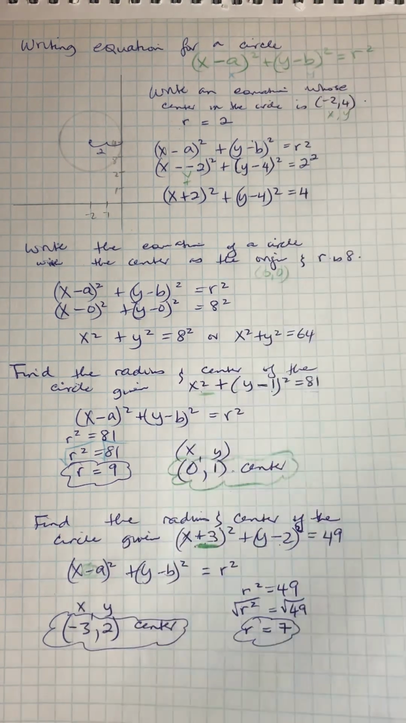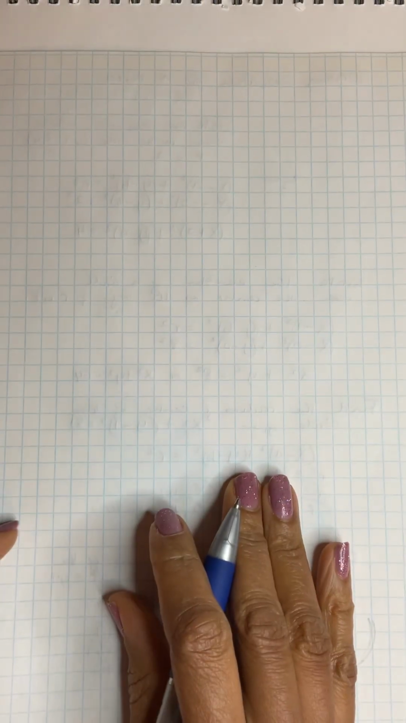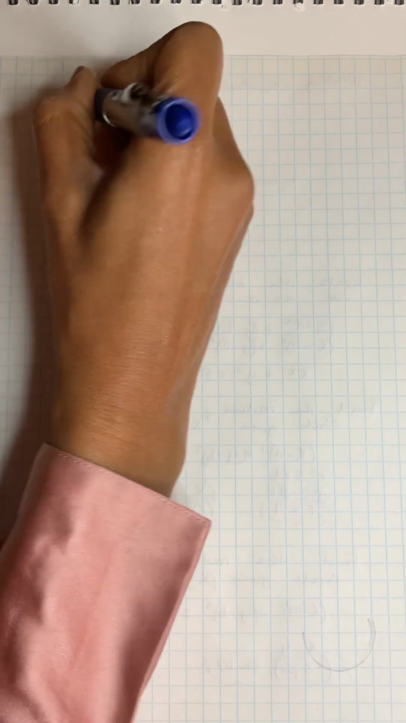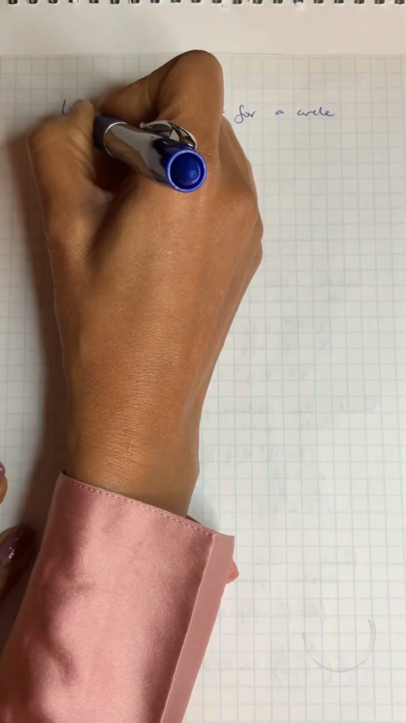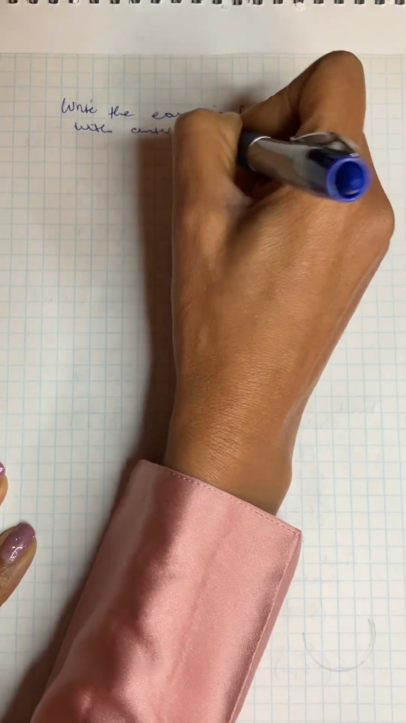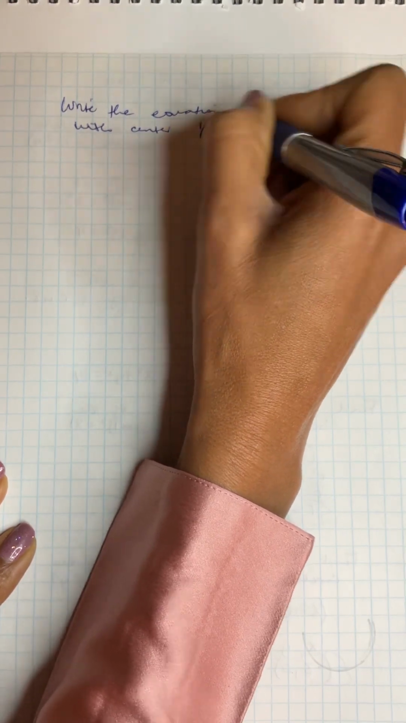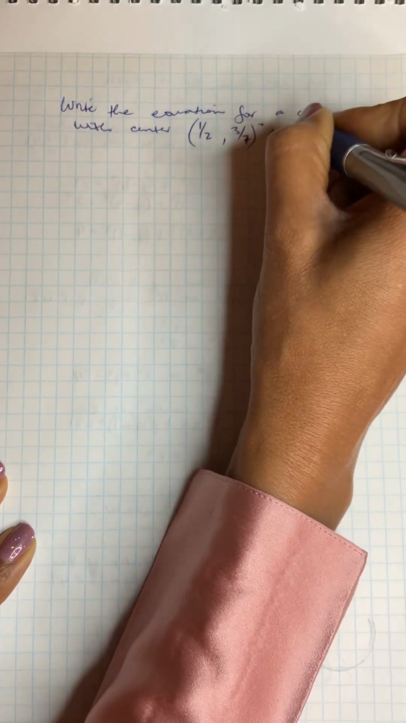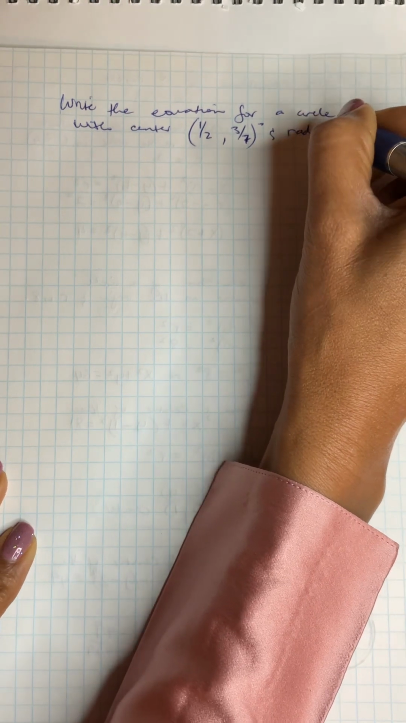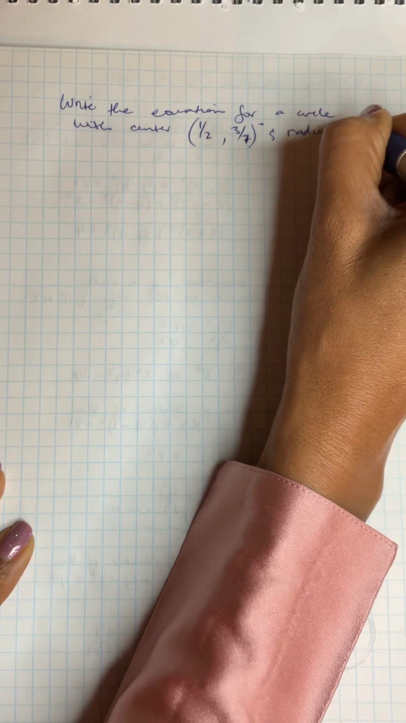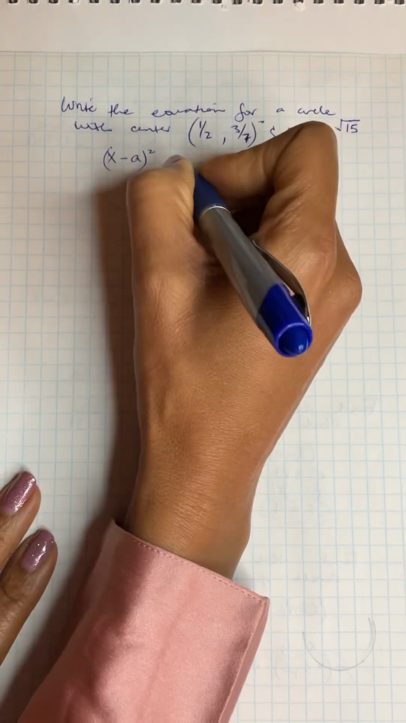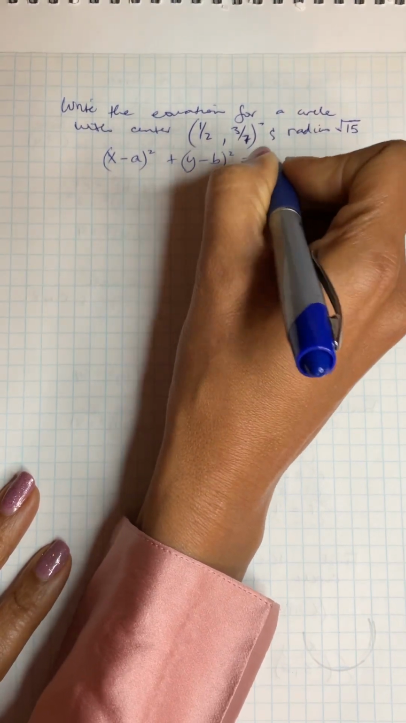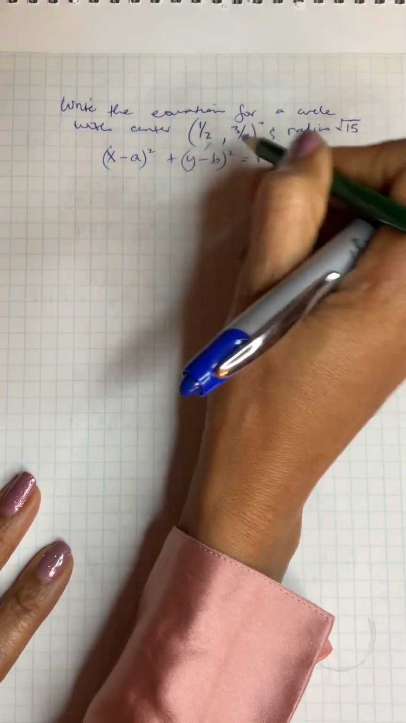Now, there are cases where they will say to you, write the equation for a circle with center, and they give you the center here, and these are not whole numbers. The radius is a radical, say radical 15. So what you have to do here, you know the equation of the circle is x minus a, parentheses raised to the second power, plus y minus b, parentheses raised to the second power, equals r squared. So you're just going to substitute. You have to identify that this is your x value, this is your y value.